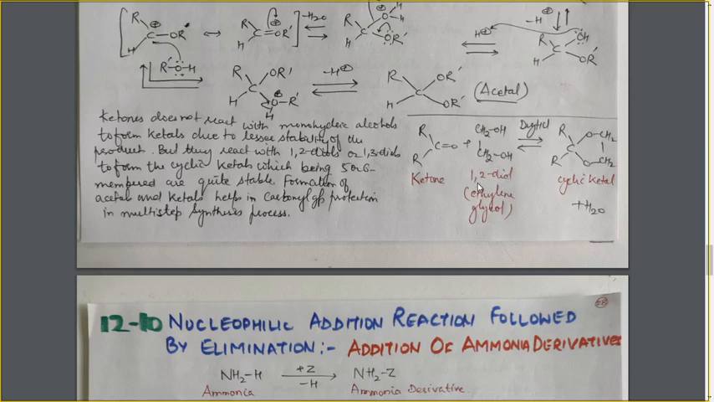Instead, they react with 1,2-diols or 1,3-diols to form cyclic ketals, and these cyclic ketals are much more stable as compared to the ketals formed by the monohydric alcohol. Here we have taken the example of a 1,2-diol, that is ethylene glycol. How is the reaction taking place?